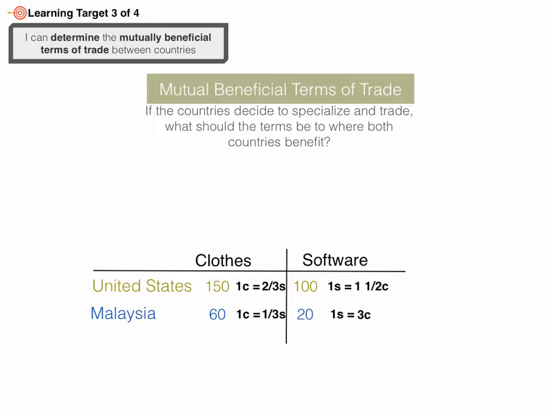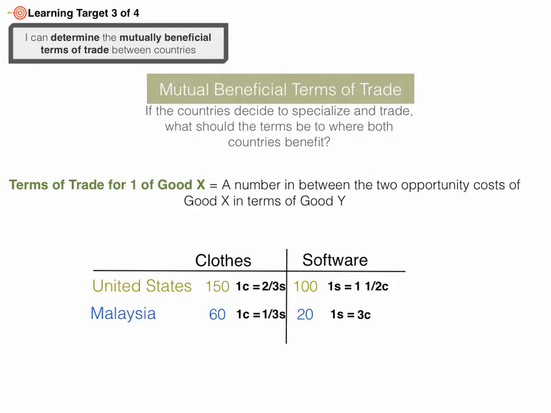So how do you find the mutually beneficial terms of trade? For one of a particular good, you look at the opportunity costs to the countries of making that good and find some number in between them. So, for example, let's say Malaysia, they're just making clothes, but they want to trade one piece of clothing to the United States. How much software should they get back where it benefits both Malaysia and the United States?